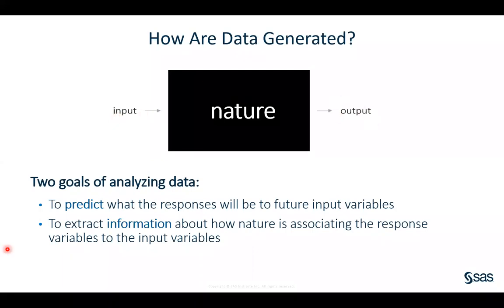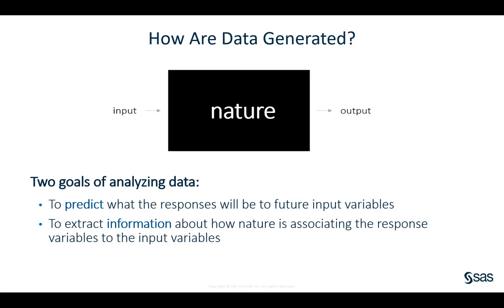So there are two goals in analyzing data. Inside this black box, nature functions to associate the input variables to the response variable. So we can think that the data is generated by this black box. And the two goals are prediction and interpretability. In prediction, the goal is to be able to predict what the responses are going to be for future inputs. And the other goal, extracting information, is about learning how nature is associating the response variables to the input variables.